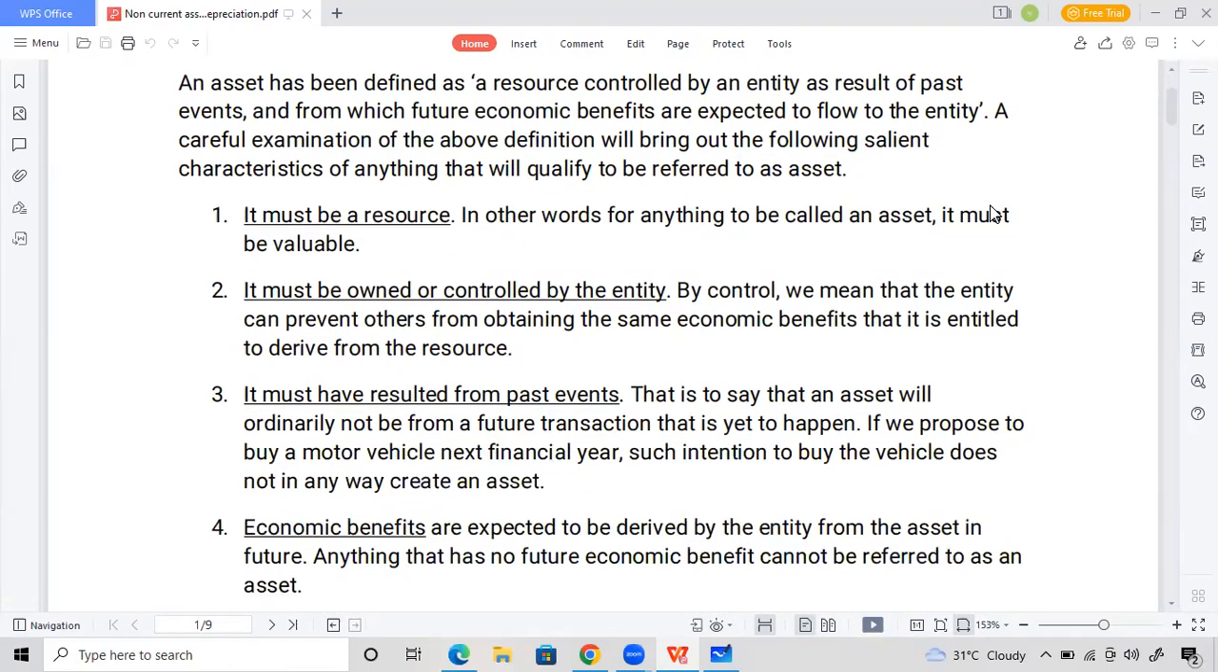And another key definition from this is economic benefits. As a result of you using it, it will bring economic benefit to you. Economic benefits are expected to be derived by the entity from the asset in the future. So as you have this particular asset now, in the future, inflow will be coming as a result of you having that particular asset.